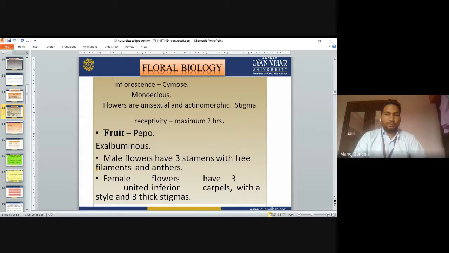Fruit type is pepo, exalbuminous. Male flowers have 3 stamens with free filaments and anthers. Female flowers have 3 united inferior carpels with a style and thick stigma.